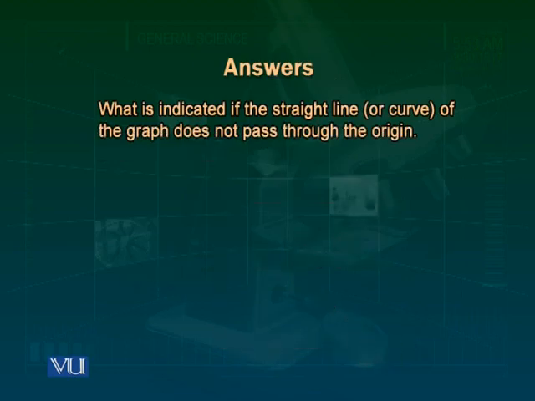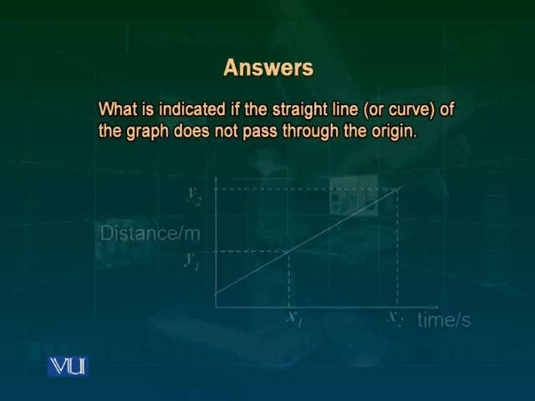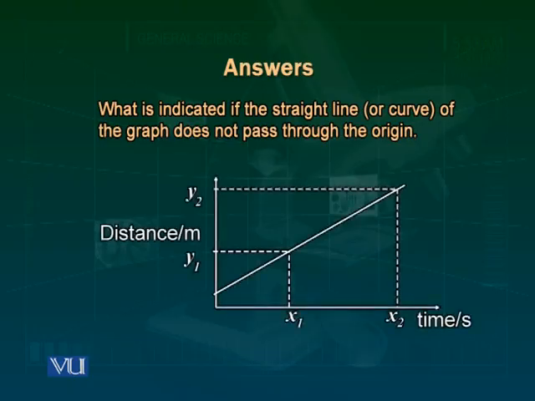Now, what is indicated in the graph which does not pass through the origin? On your slide, we have shown to you a graph of a straight line which is not passing through the origin. By origin, it means it does not have a value of x equal to 0 when y is equal to 0. In other words, it does not pass through the point 0, 0. What does this indicate?